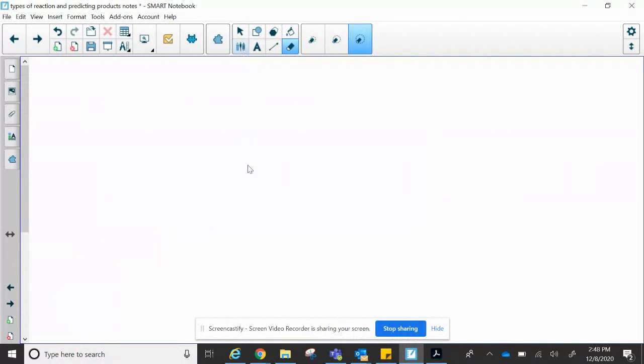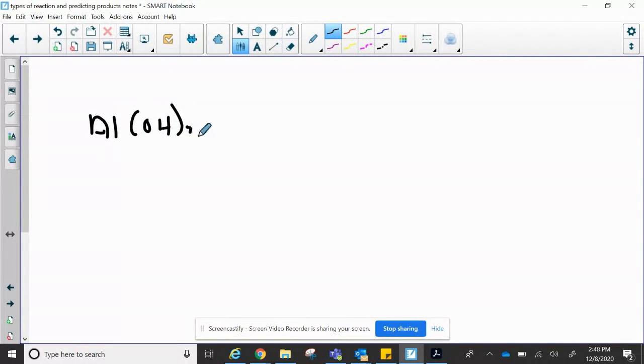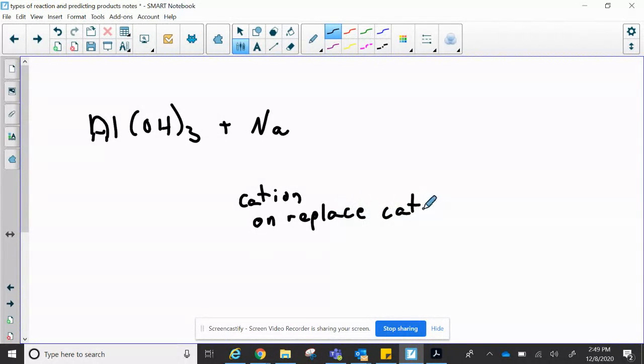So if I did Al(OH)3 plus sodium, I'm going to look at my single element. I know this is single replacement because I have an element and I have a compound. So sodium is my single element. I need to look first at what sodium is. Is it a cation or an anion? We know sodium is a positive metal, so it's a cation. If it's a cation, it can only replace the cation in the compound.